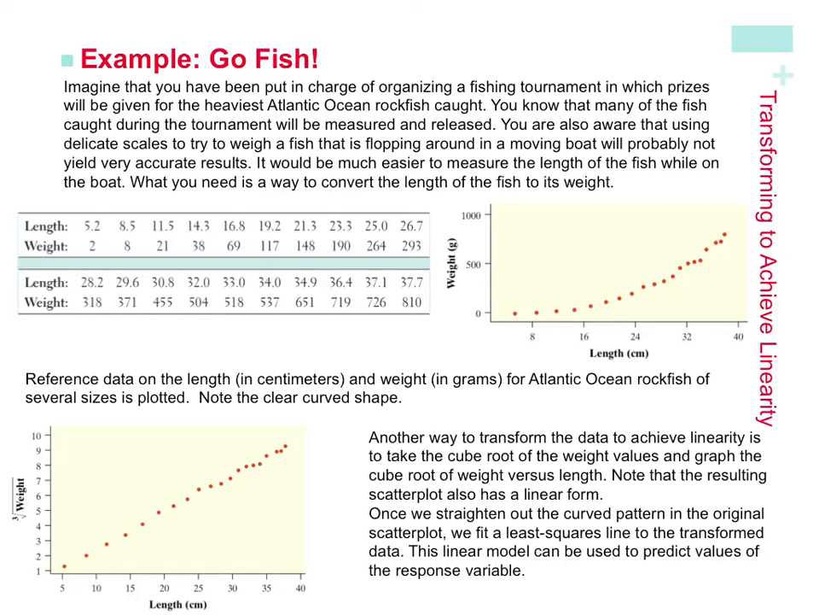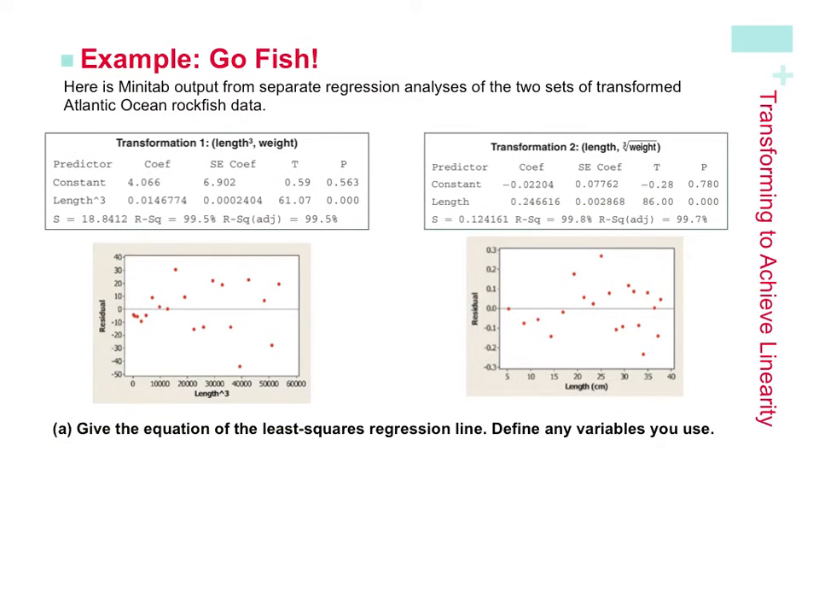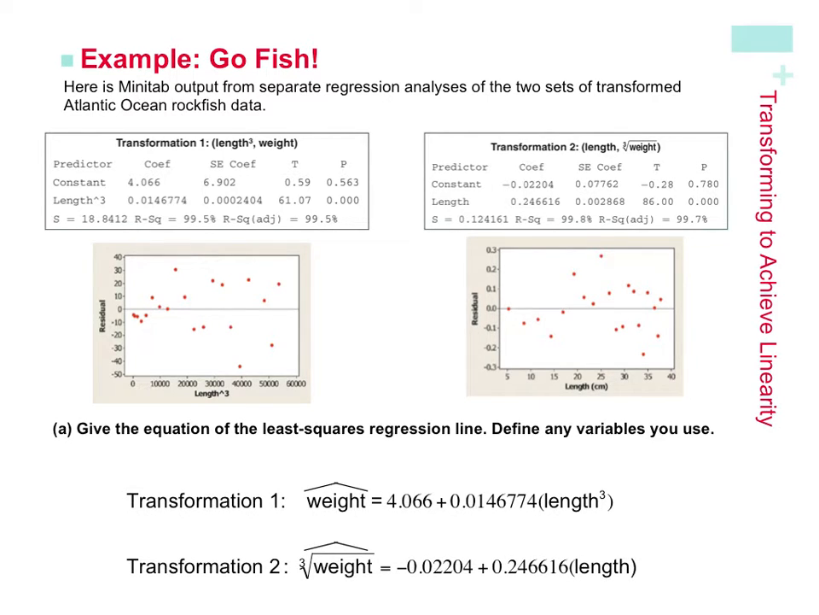So once you straighten out the curved pattern in the original scatter plot, we fit a least squares regression line to the transformed data. This linear model is now depending on whether we feel like it's a good fit or not. So we would check our S and our R squared value. Then we can use that model to predict values for the response variable. Okay. So let's go ahead and see how we would write an equation of the least squares regression line for the rockfish, defining any variables that we use.